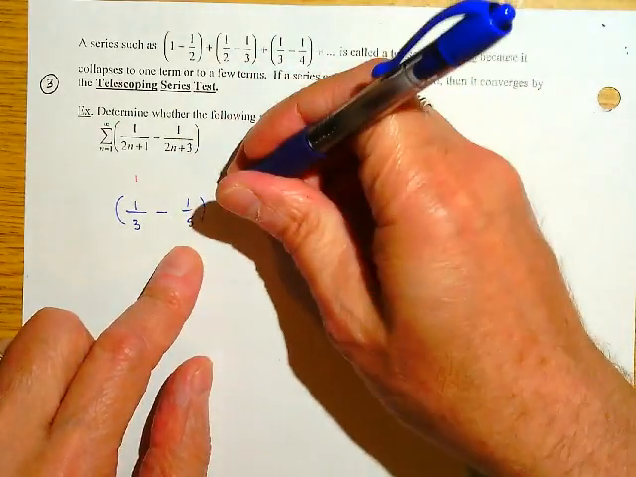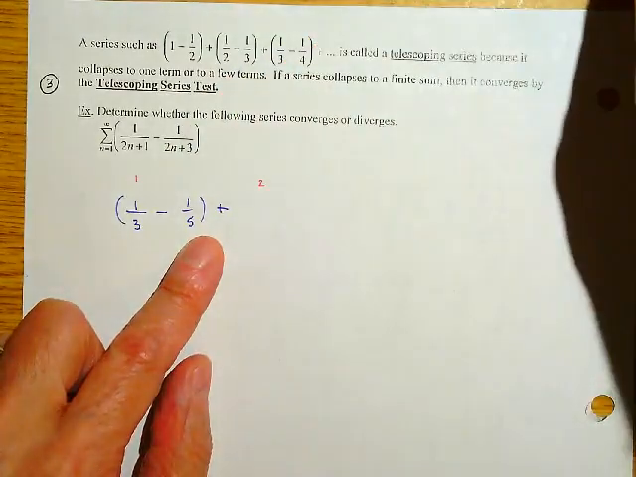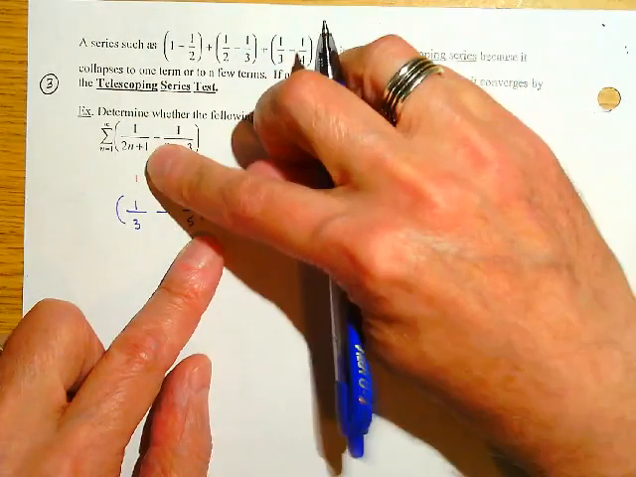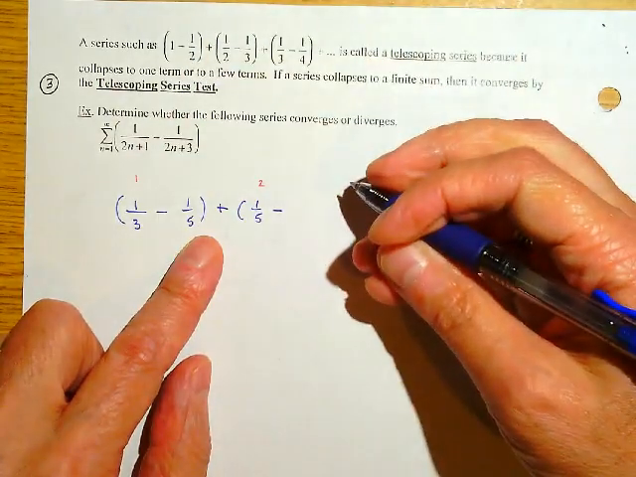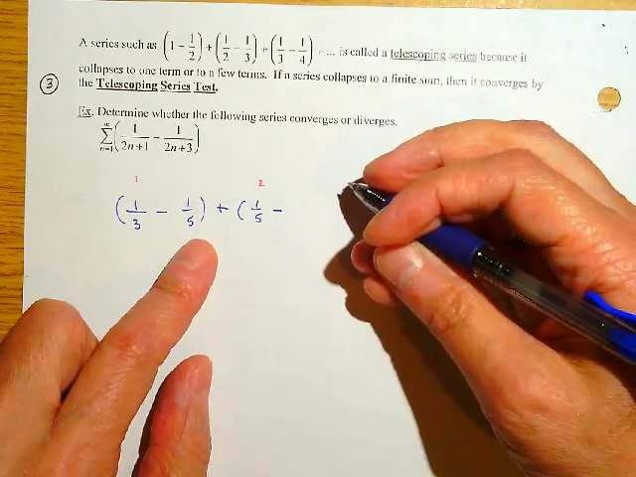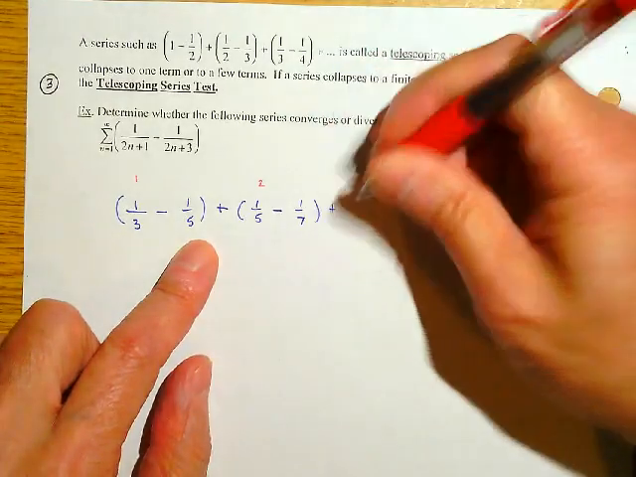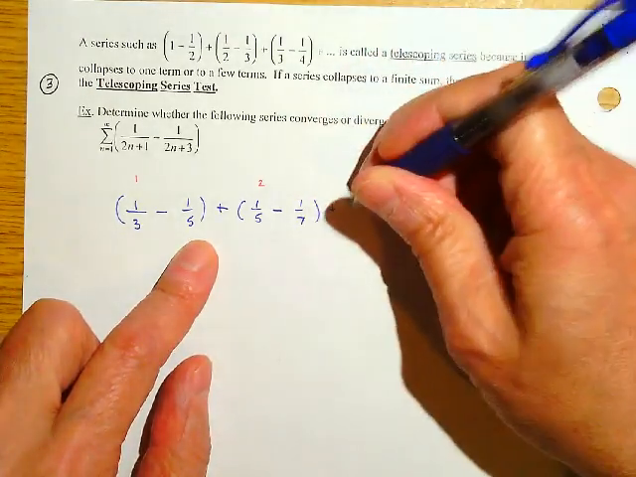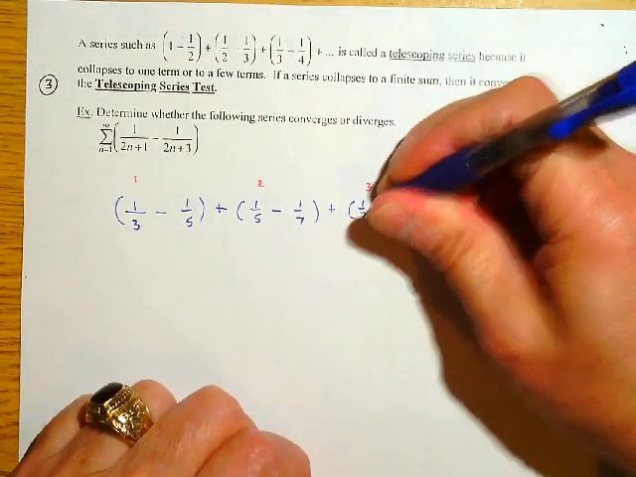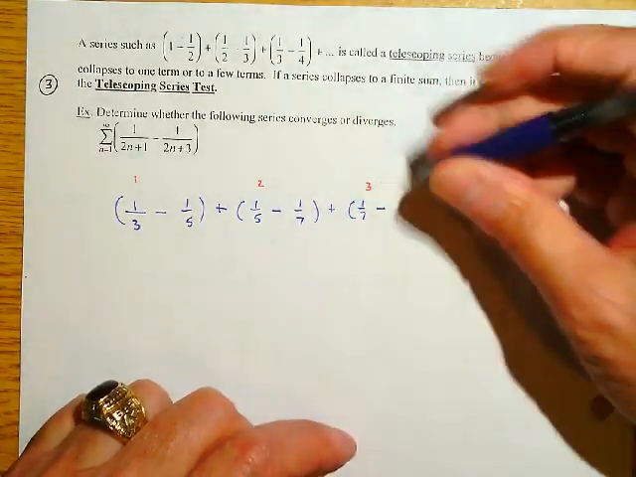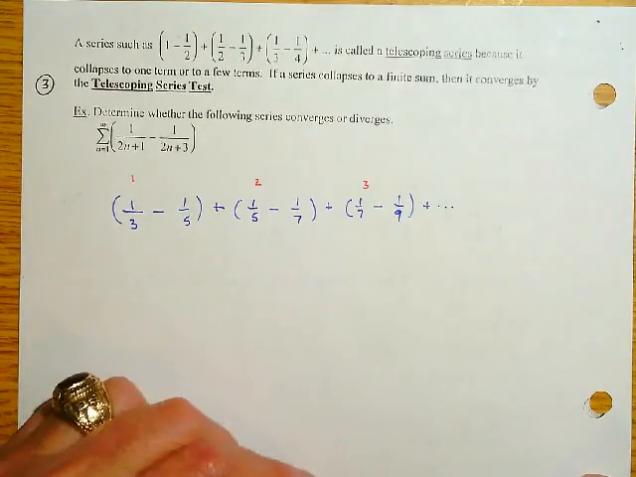Remember, a series is a sum. So my next term, when n equals 2, I'm going to plug in 2 for n now. 1 over 2 times 2 plus 1, isn't that 1/5? Minus 1 over 2 times 2 plus 3, that's 1/7, right? Plus, let's do one more and see if we see a pattern here. When n is 3, 6 plus 1 more is 7. That'd be 1/7 minus 1/9. Plus dot, dot, dot.